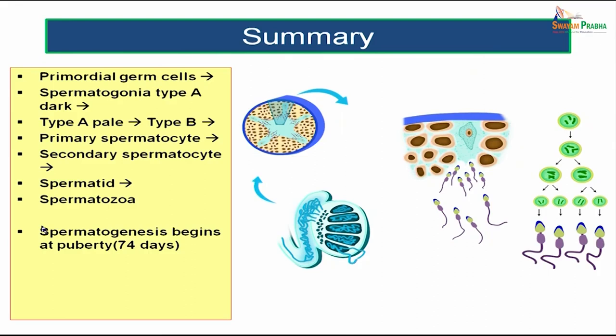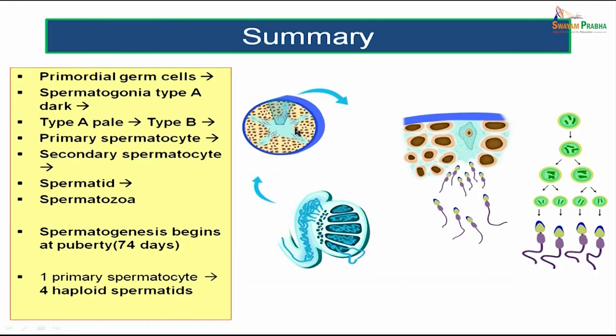So spermatogenesis starts only at puberty. That is a very important point to keep in mind, because compared to oogenesis, which happens even before birth, spermatogenesis happens only at the time of puberty, and it is an ongoing process till death. But oogenesis is not an ongoing process, and it comes to a standstill at the time of menopause. The time period is usually 74 days, and one primary spermatocyte is capable of forming 4 haploid spermatids.